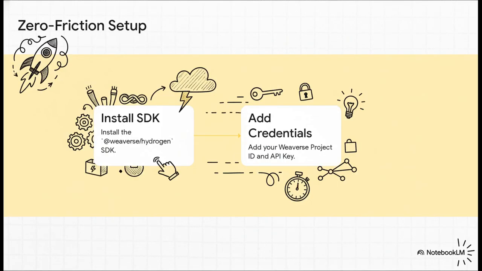And maybe the most compelling part of all of this is just how simple it is to get started. They call it zero-friction adoption, and it's literally just 2 steps. Install the SDK package and add your API credentials. That is it. You can be up and running in less than 5 minutes.